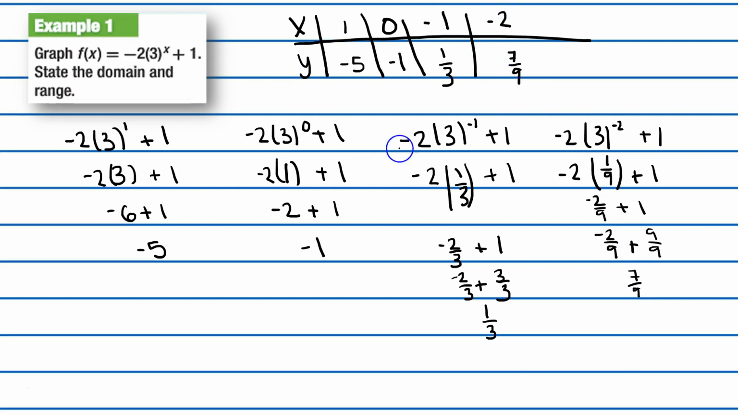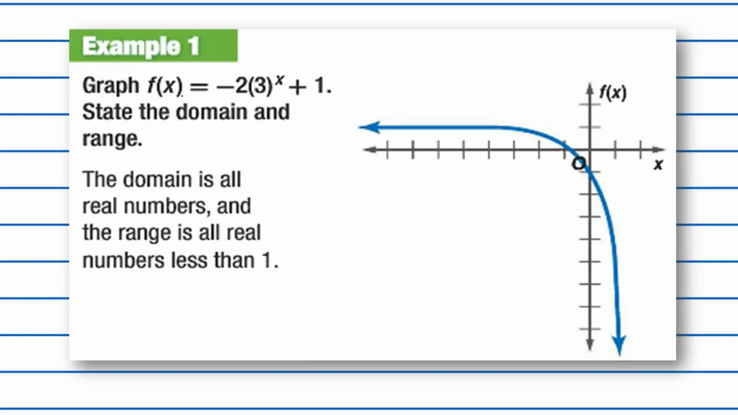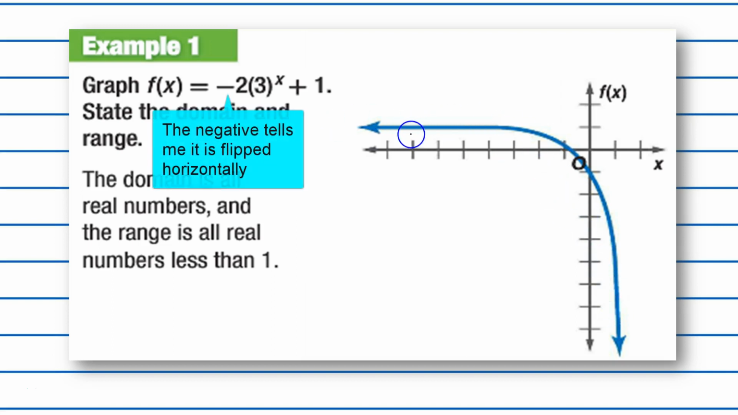So we have all these different points. Now we're going to go ahead and plot them. And that'll make it easier for us to see the domain and our range. So here we have it graphed. I would have connected all the points, and this is what you would have seen.